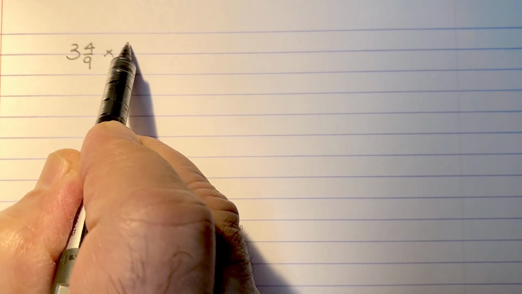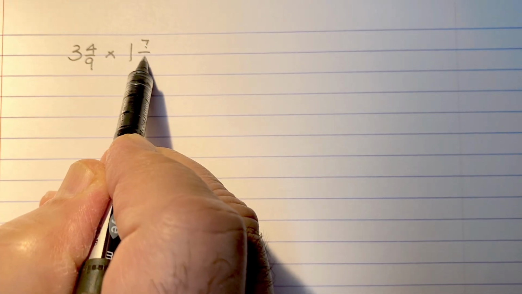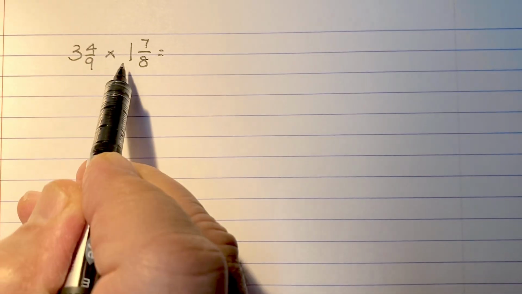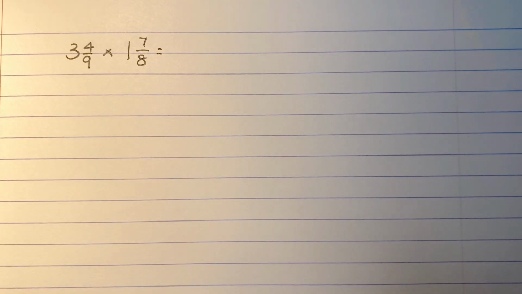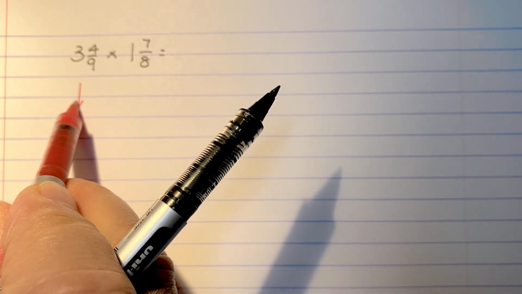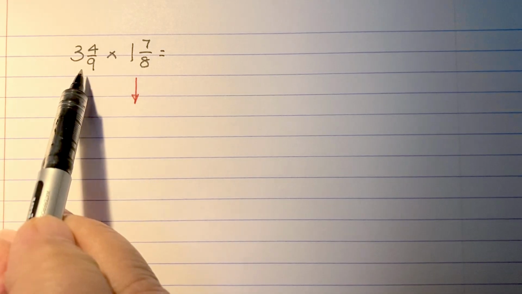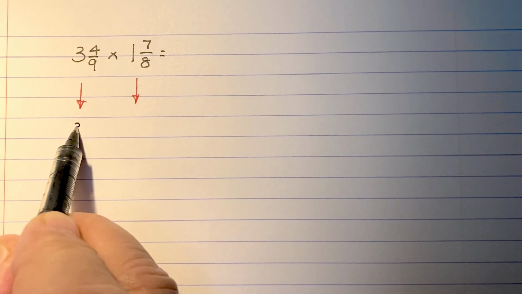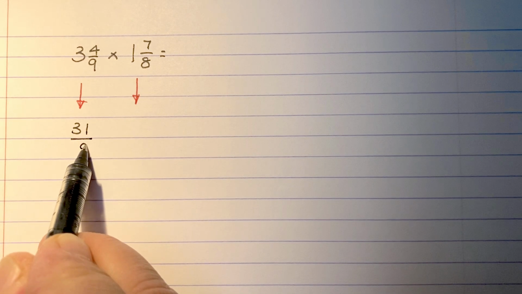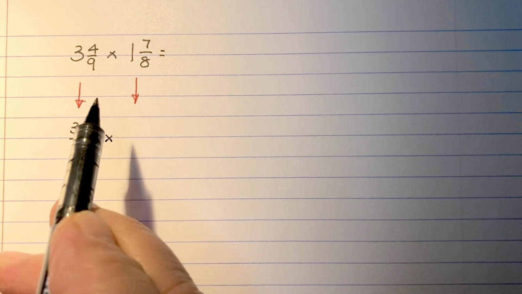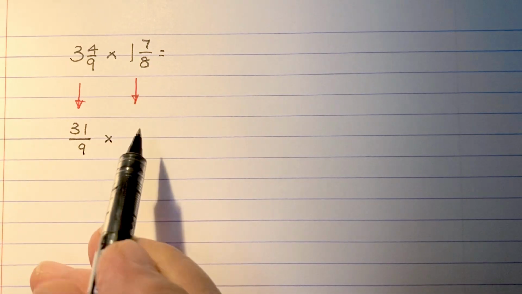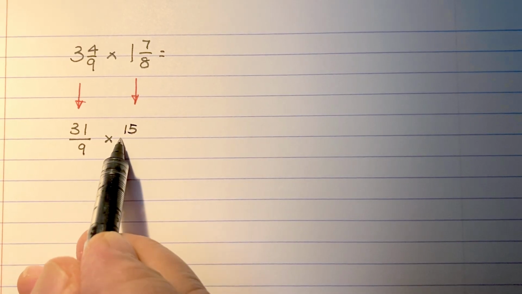3 and 4/9 times 1 and 7/8. Both are mixed numbers. You need to change them both to improper fractions, or top heavy. 3 times 9, 27, add 4, 31 over 9. Times 1 times 8, 8, add 7, 15 over 8.